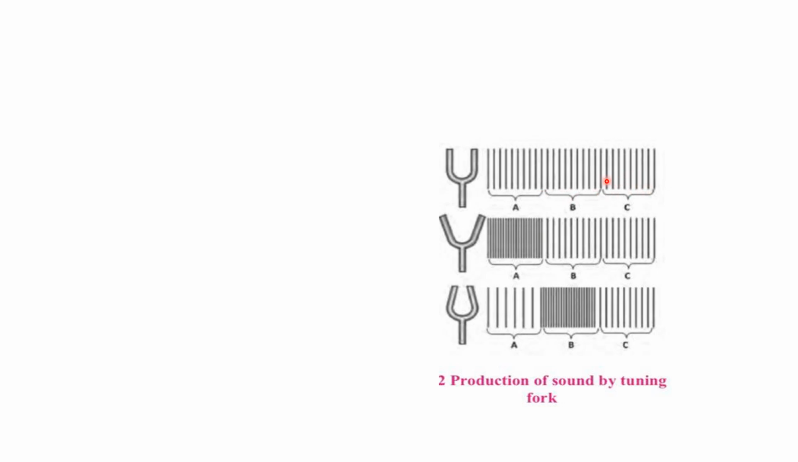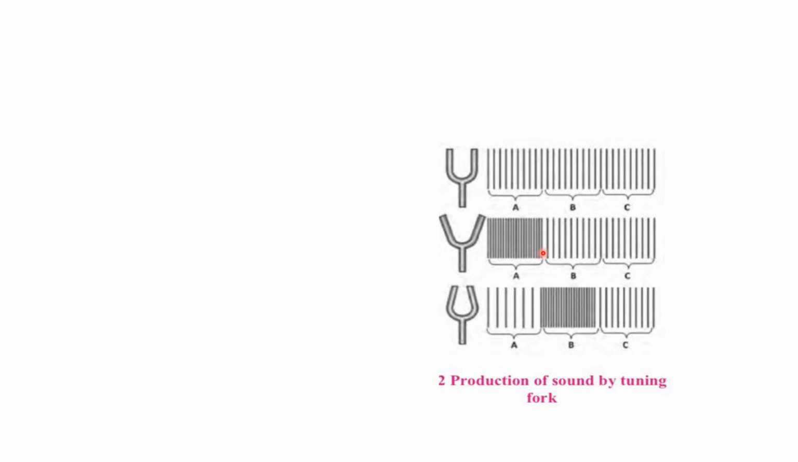Now if the stem is kept steady and the prongs are struck on the rubber pad, then the prongs are set into vibration. It means that they are set into periodic motion in forward and backward direction. And we will see the step by step result of such a motion.